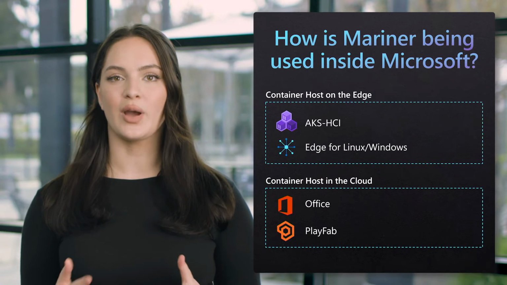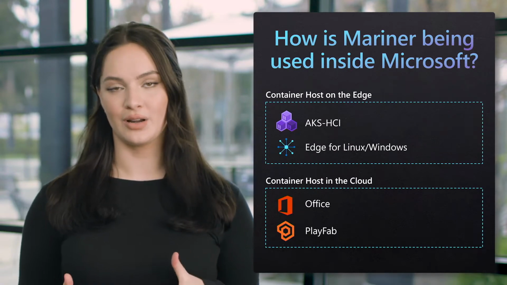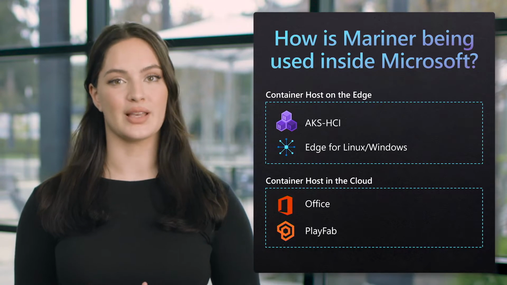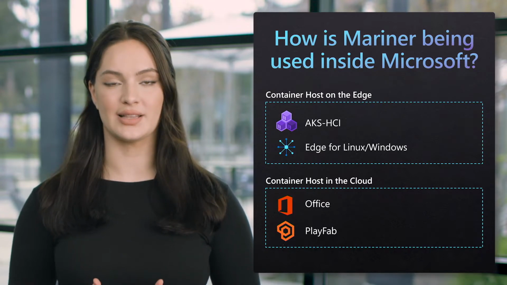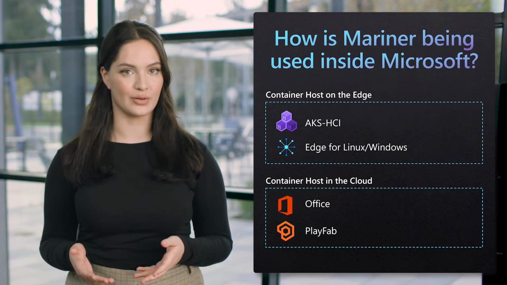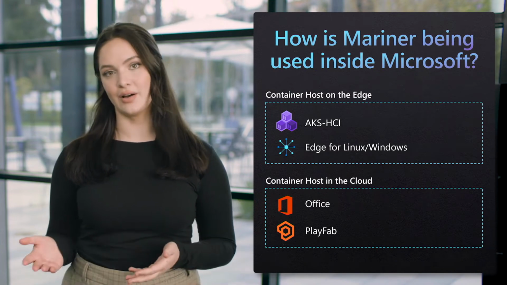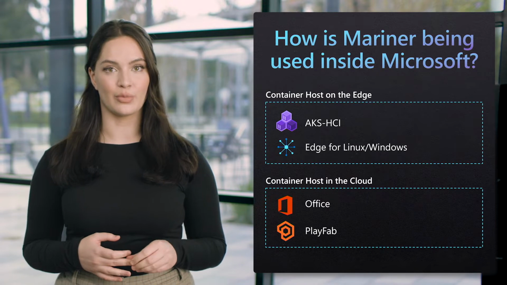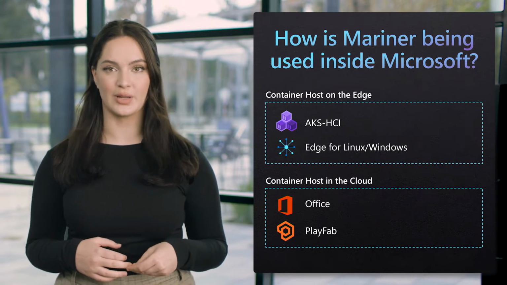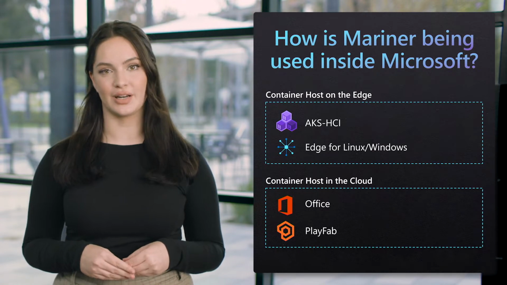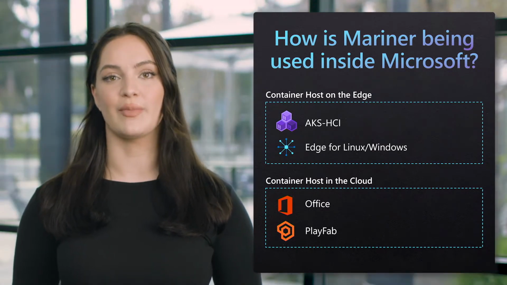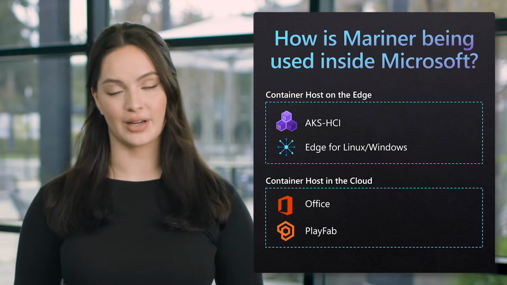So there are a few different ways teams at Microsoft are using Mariner. Firstly, developers are using Mariner as their build platform by accessing base and distroless containers through internal pipelines. Secondly, Mariner powers various Microsoft services through its container host, both on the edge and in the cloud. AKS HCI, the on-prem Kubernetes implementation of AKS, as well as EFLOW, Edge for Linux on Windows, are two examples of edge scenarios using the container-optimized host. In the cloud, Office and PlayFab are two of many services using both the Mariner containers as well as the Mariner container host.